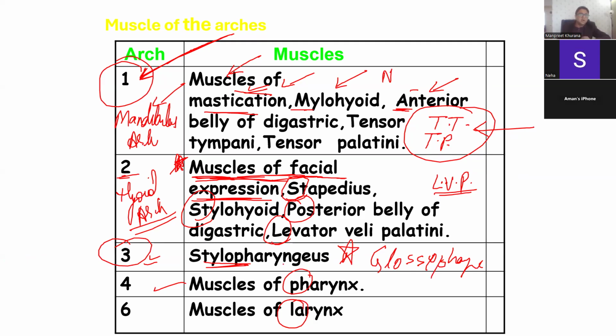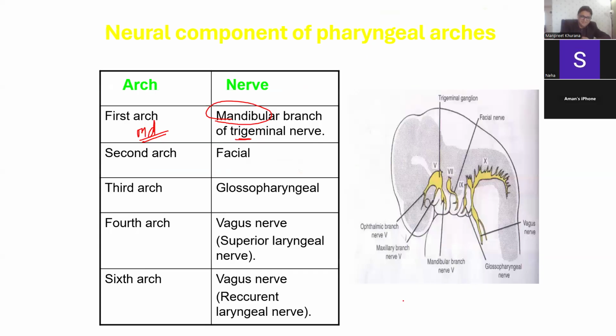Very easy, right? All the muscles of the pharynx, maybe with an exception, are supplied by the laryngeal branch of the vagus, the superior laryngeal. Very nice. And the larynx? Recurrent laryngeal branch. Very nice. These are the vagus nerve branches, superior laryngeal and recurrent laryngeal. So let's go through this again so that you never forget this in future.